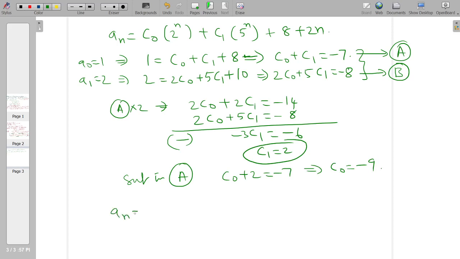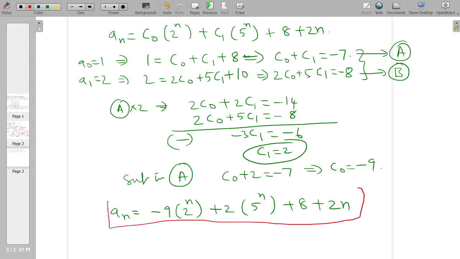So your solution an would be minus 9 into 2 power n plus 2 into 5 power n plus 8 plus 2n. So this will be the solution to the recurrence relation.